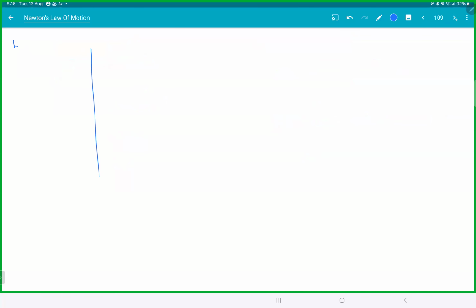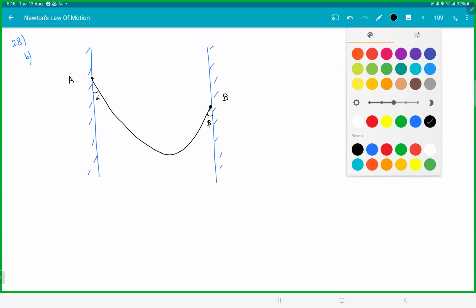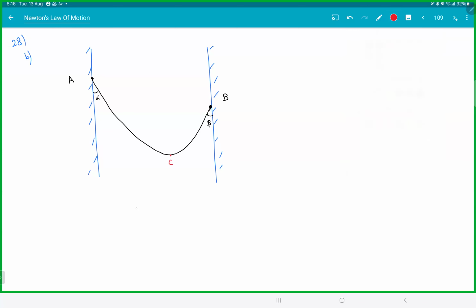Let's make a B part of the same problem. So we have two walls. We have a rope here. The rope is like this. This is point B, this is point A, this angle is alpha, this angle is beta. Both the points are not at the same level. The point C is the lowest position. C is the lowest point of the rope.